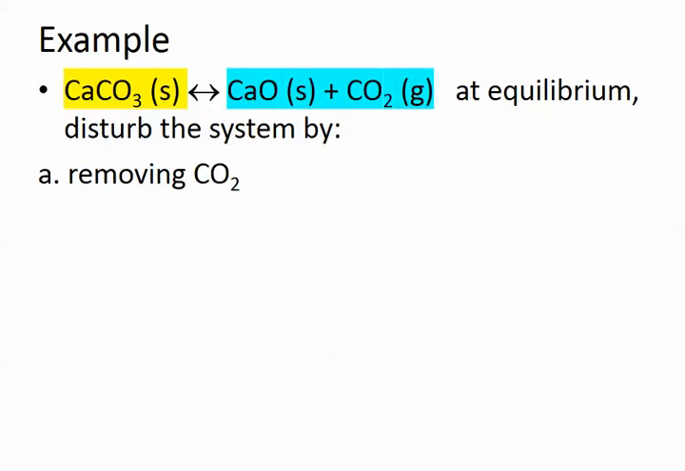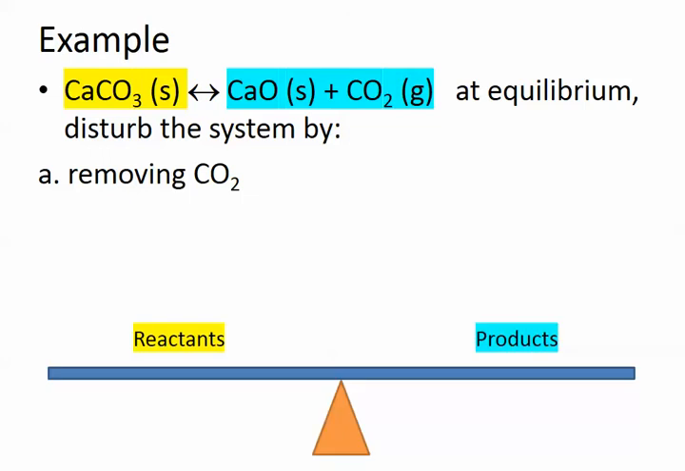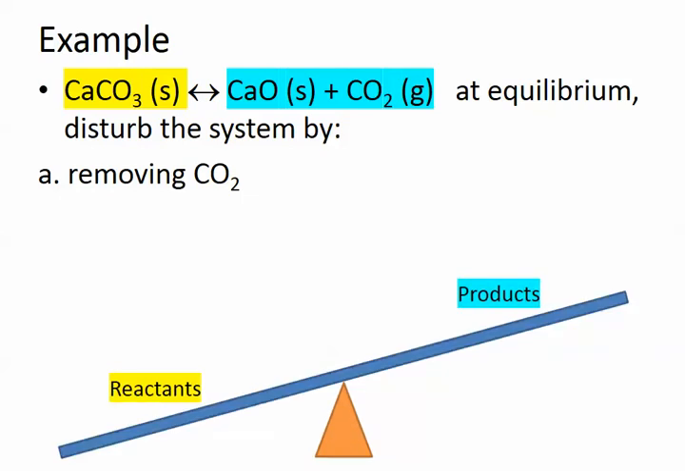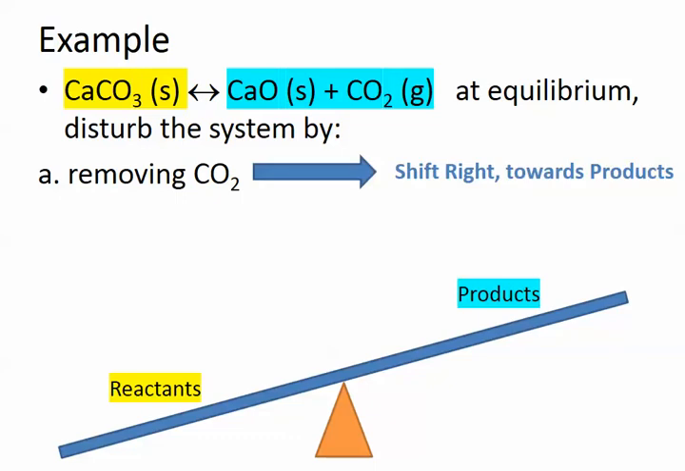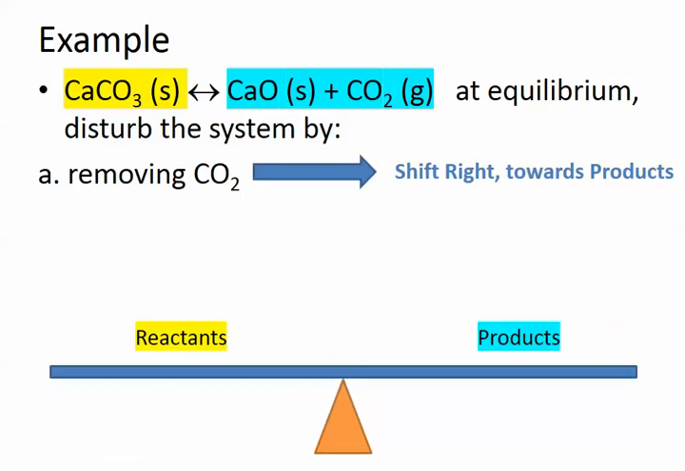So let's take a look at another reaction. We have calcium carbonate producing calcium oxide and carbon dioxide. The system's at equilibrium. We're going to remove some CO2. So the product side is going to go up, by my balancing act. In order to restore equilibrium, I'm going to shift to the right to produce more products. When I produce more products, my equilibrium is then restored.